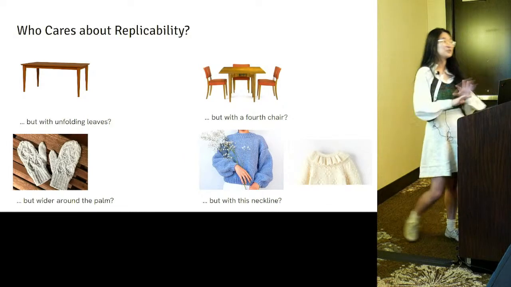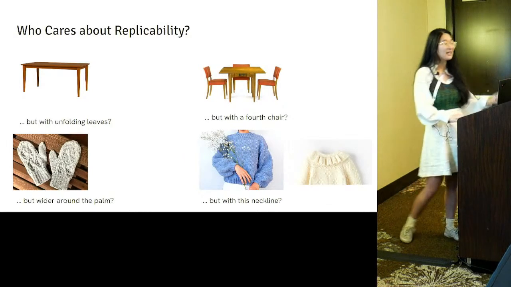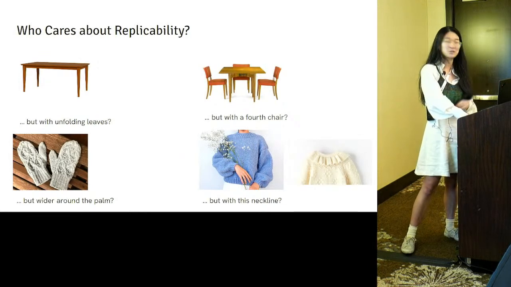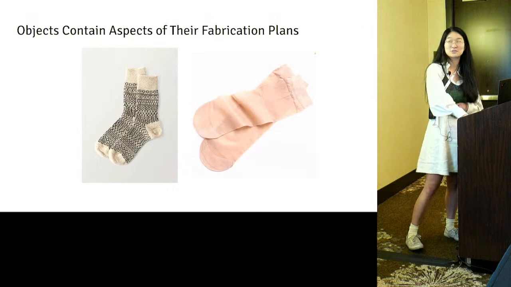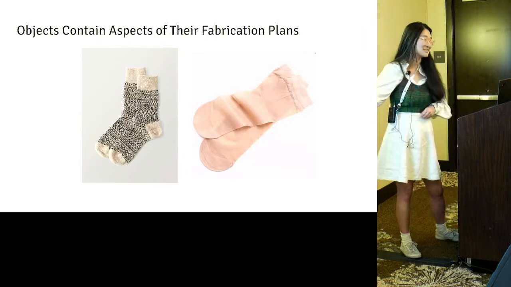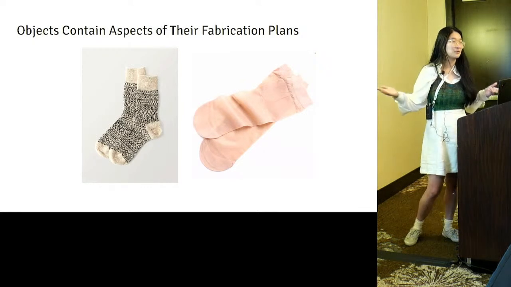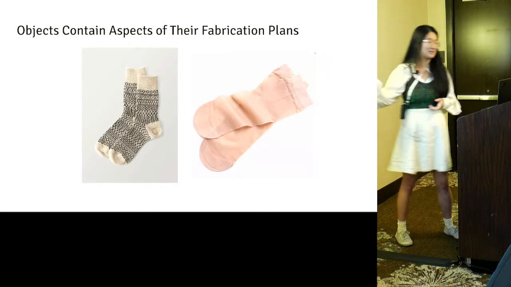And luckily, this isn't too crazy of an idea because actually, objects already contain aspects of their fabrication plans embedded within them. So let's illustrate this point. Look at these two socks. What can you tell me about how they were made? Maybe you could start by asking yourself what material they're made of. Are they made of the same material?